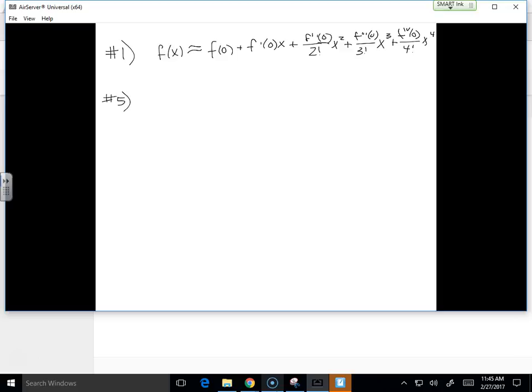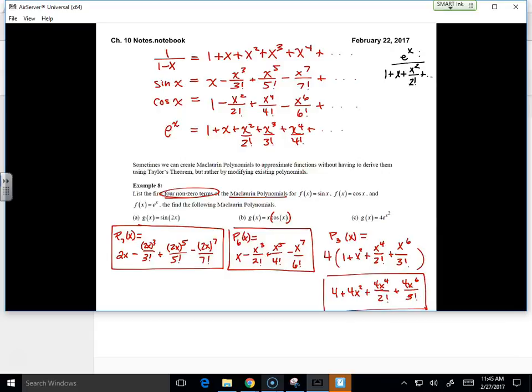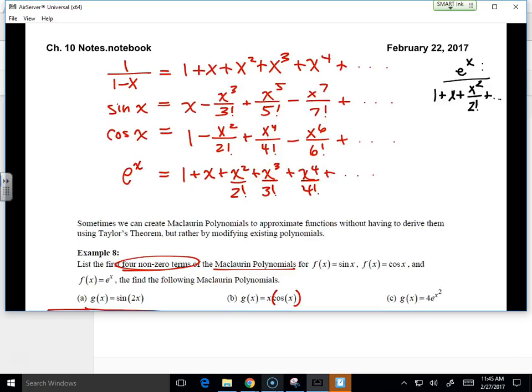It's also an odd one, you can check in the back. You can use the 3 non-zero terms. Wait, use the table of Maclaurin series at the end of the section. What's the table of Maclaurin series at the end of the section? These special ones, from our notes. But it has to do with sine.